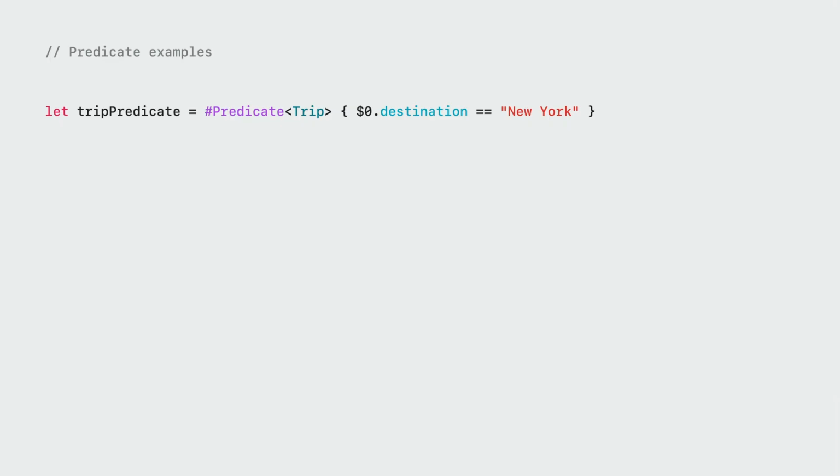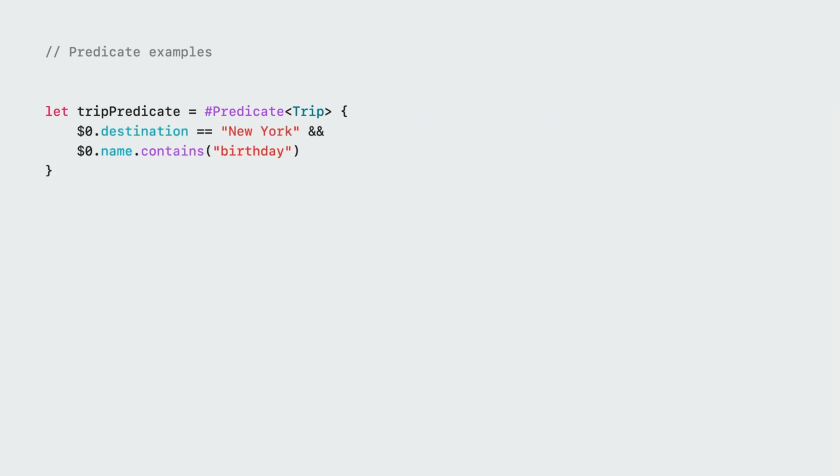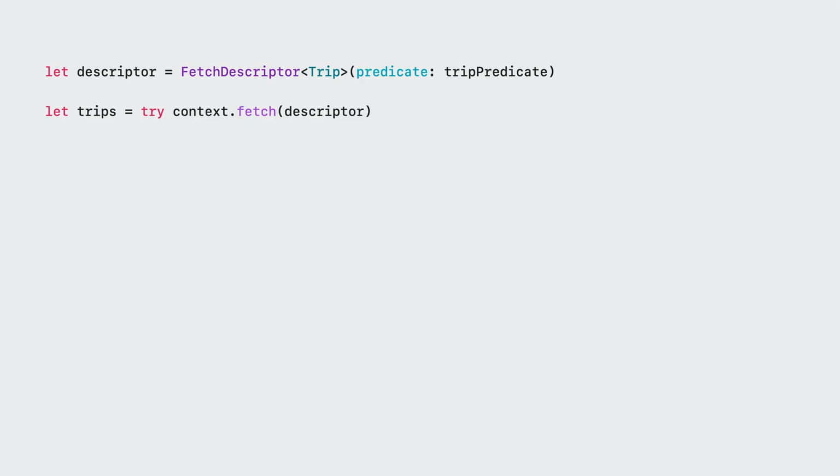Here are a few examples of building predicates for our sample trip app. First, I can specify all the trips whose destination is New York. I can narrow our query down to just trips about birthdays. And I can specify we're only interested in trips planned for the future as opposed to any of our past adventures. Once we've decided which trips we're interested in fetching, we can use the new fetch descriptor type and instruct our model context to fetch those trips.